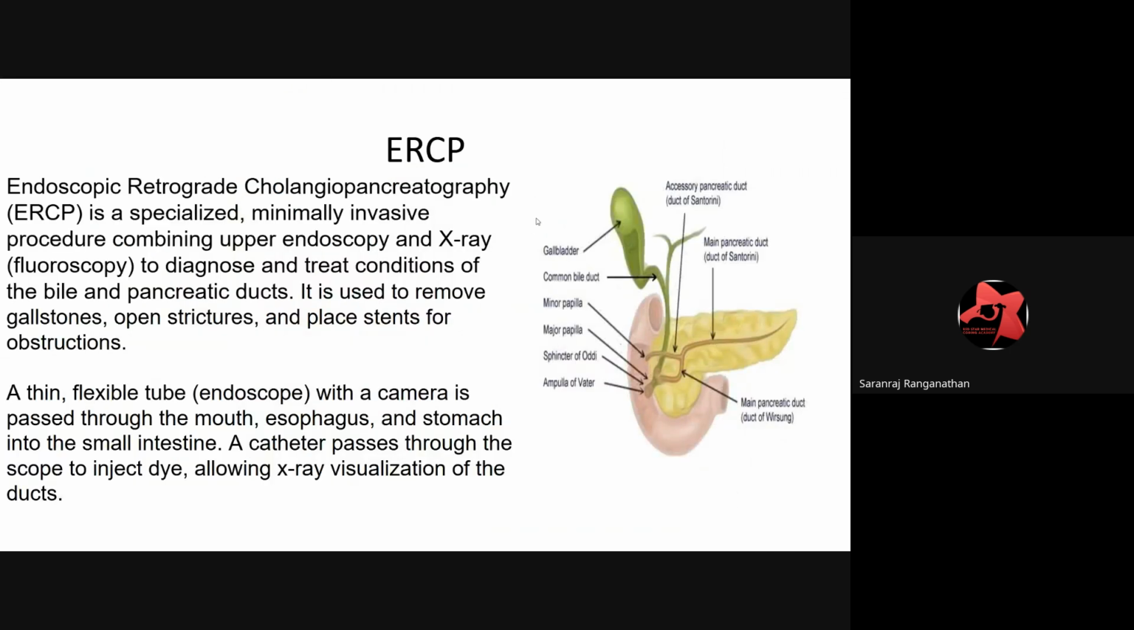Okay. Then next one, ERCP procedures. For the esophagus, gastric part and duodenum part, if they want to see them, they will do that EGD. If they want to see the liver, pancreas, gallbladder, all these, they will do that ERCP procedure. ERCP means endoscopic retrograde cholangiopancreatography.